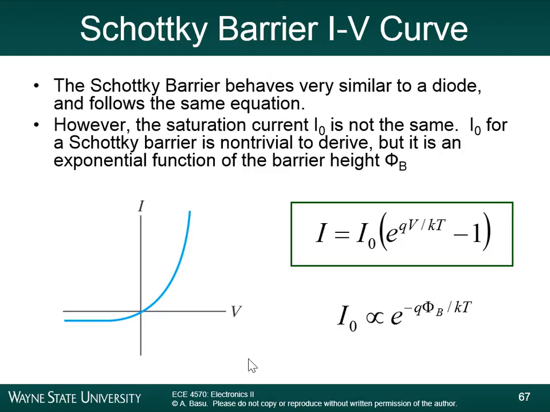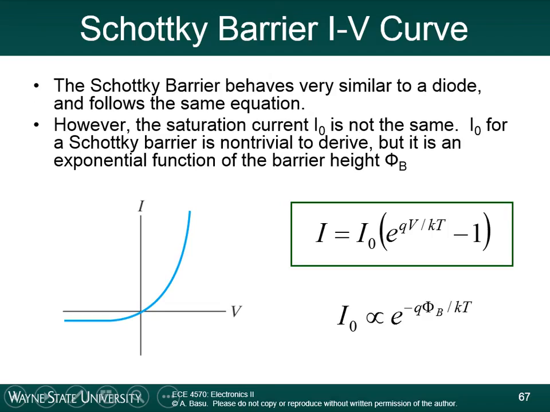Now moving on, the Schottky barrier IV curve looks something like this. In the forward bias, you get this exponential IV characteristic. In the reverse bias, you just have a small negative current. The equation looks the same as the diode. I is equal to the saturation current times e to the QV over KT minus 1. Basically, that describes this curve.